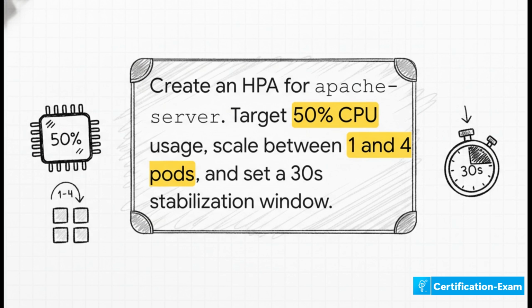So here's our prompt. We need to create an HPA for the Apache server deployment. The main requirements are pretty clear. Target 50% CPU usage and scale between 1 and 4 pods. Easy enough, right? But there's a little catch that makes it tricky, and that's setting a stabilization window, which you can't do with just one simple command.